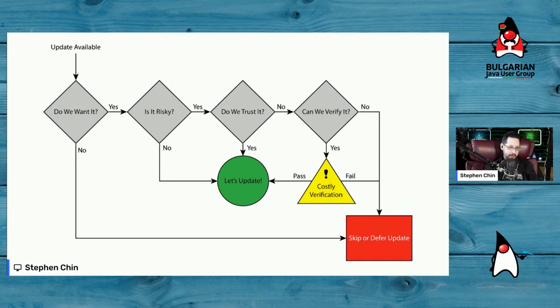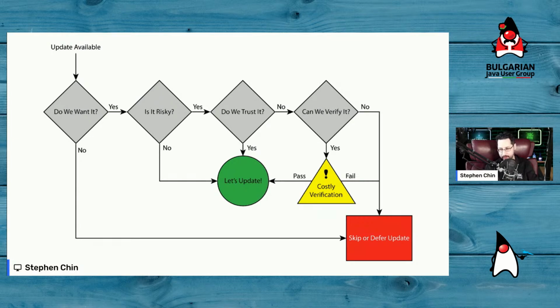But assuming you want it, then the next question is, how risky is the update? If you've done updates before, or if you believe the risk is low, then you go ahead and update it. The next question is, do you trust the update? So is this something where you trust the person making the update? And if you don't trust the person making the update, can you verify it? In the case of software dependencies, it can be very costly to verify dependencies and recheck your entire system every time there's an update.